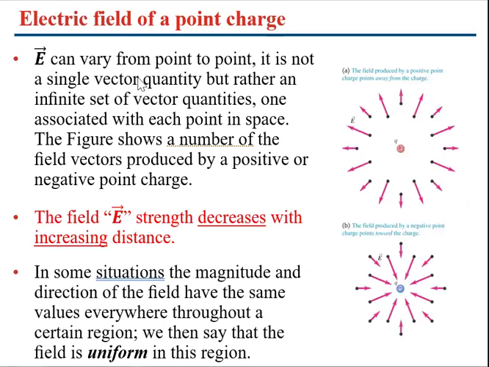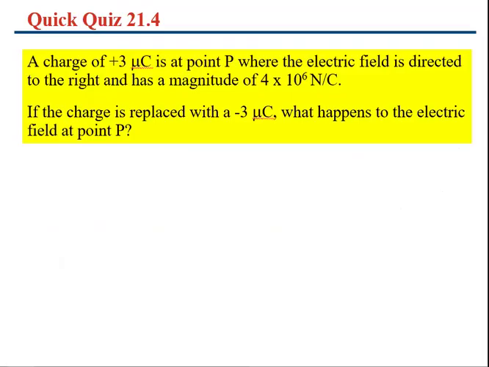It's not a single vector quantity, but rather an infinite set of vector quantities, one associated with each point in space. This is when we have a positive charge. It's outward in all directions. The field E strength decreases with increasing distance. So if we go far from the point, the electric field is decreasing. Why? Because it's proportional to 1 over r squared. Let's take a quick example.